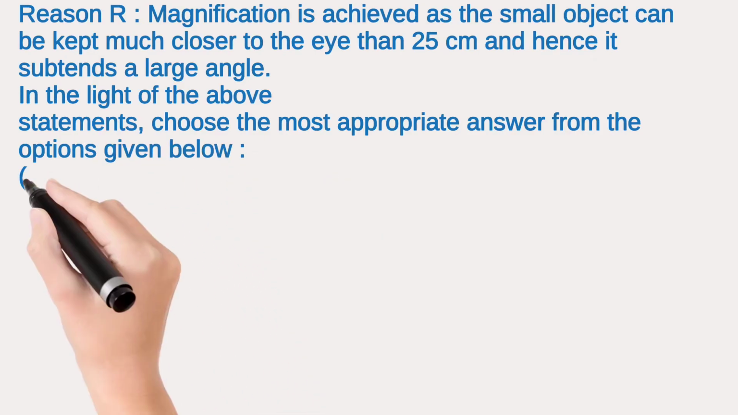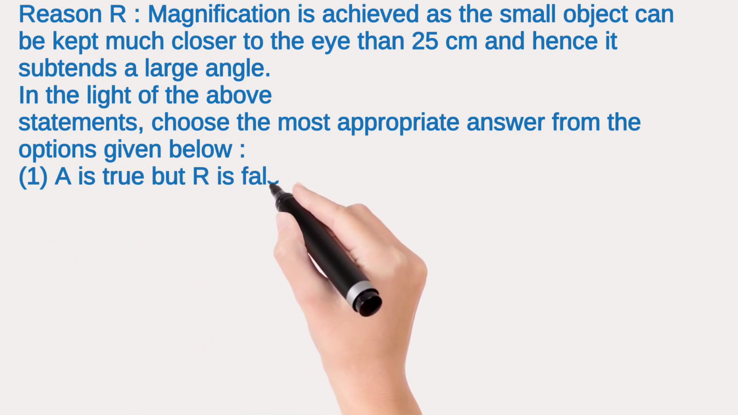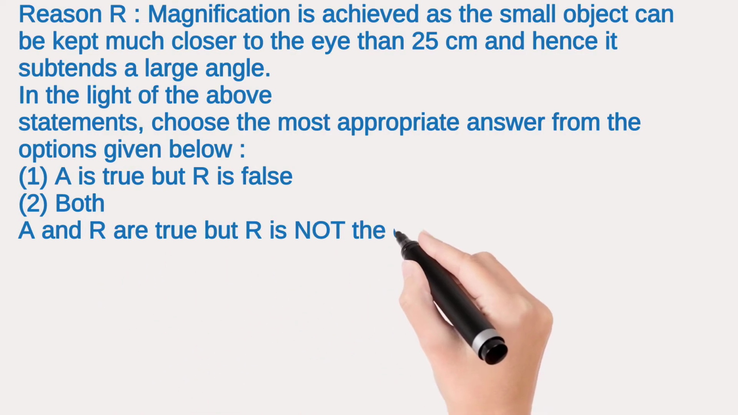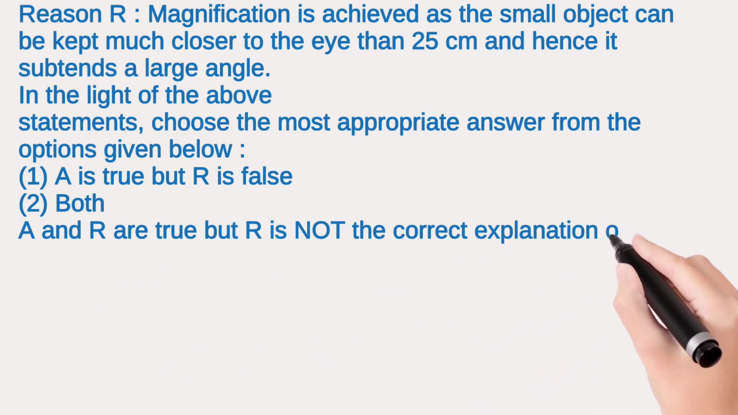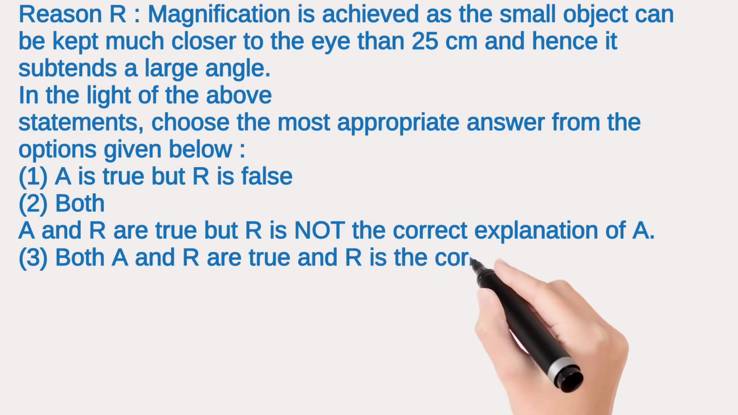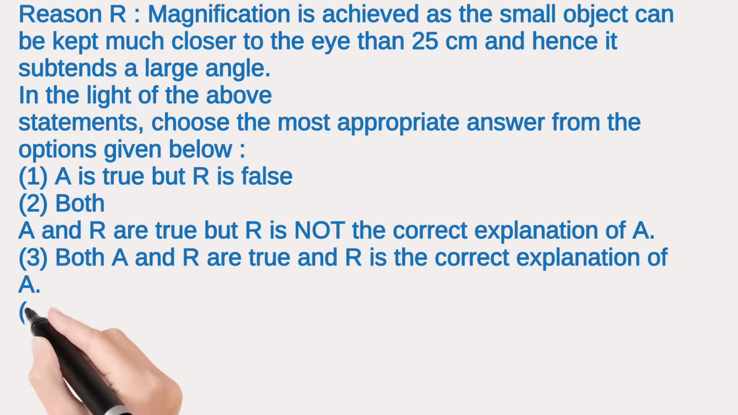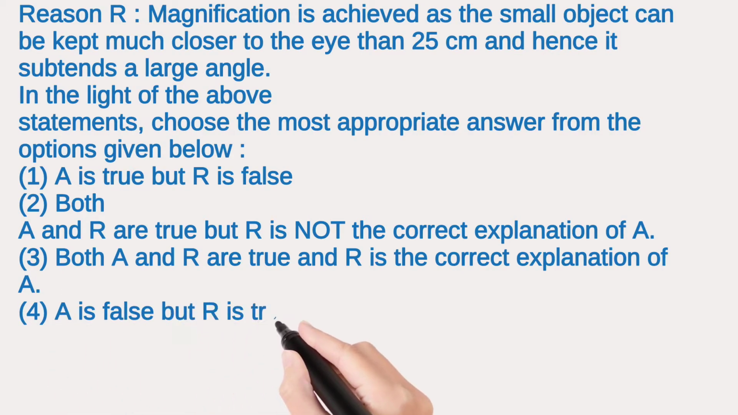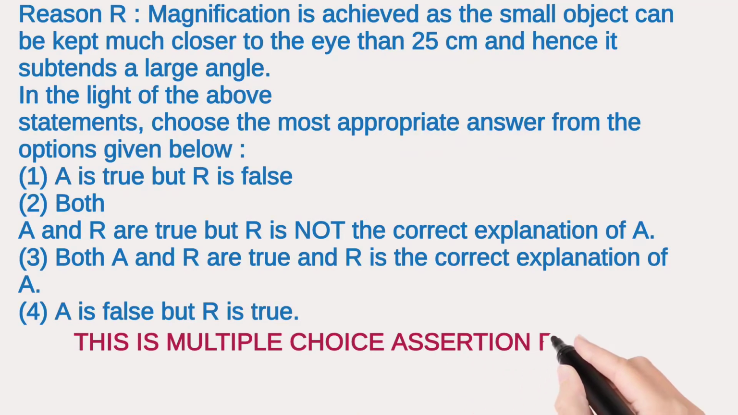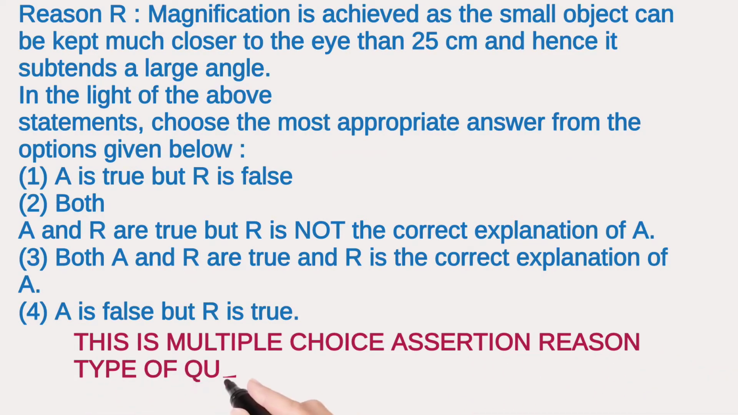Option 1: A is true but R is false. Option 2: both A and R are true but R is not the correct explanation of A. Third: both A and R are true and R is the correct explanation of A. Fourth: A is false but R is true. This is a multiple choice assertion reason type of question with a single option correct. NTA answer is 3. Now let us check the solution.